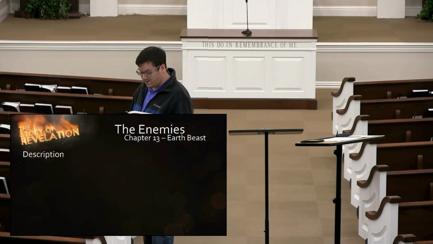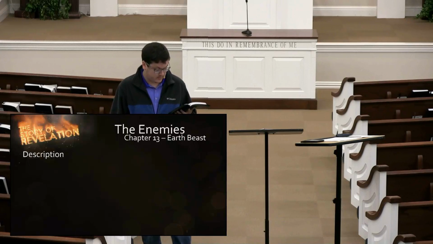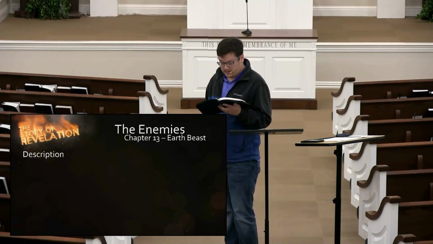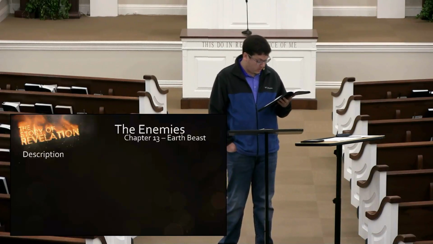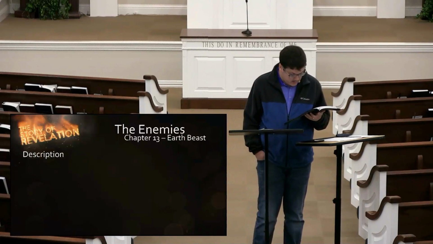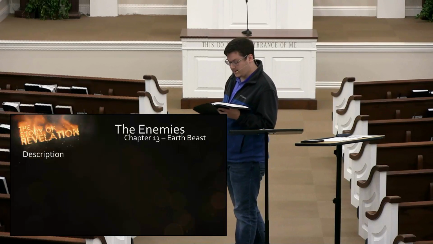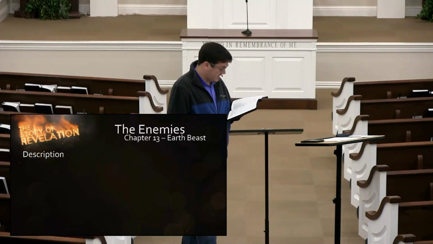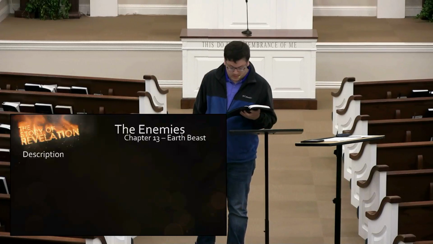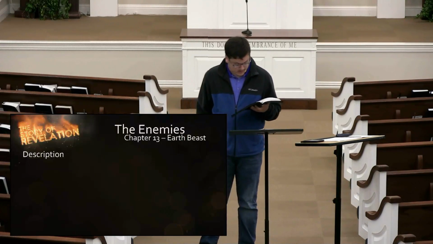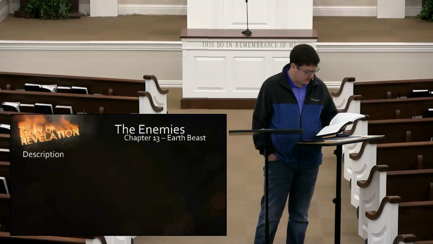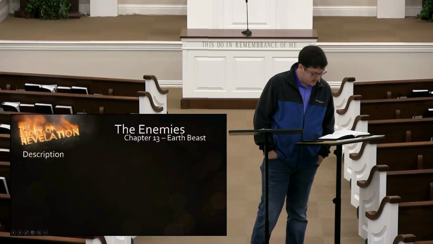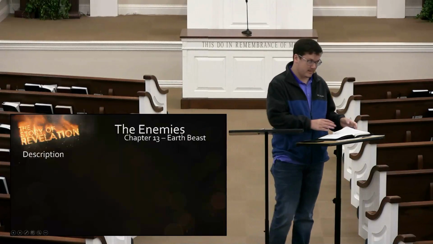And it was given to him to give breath to the image of the beast, so that the image of the beast would even speak and cause as many as do not worship the image of the beast to be killed. And he causes all, the small and the great, the rich and the poor, the free men and the slaves, to be given a mark on their right hand or on their forehead. And he provides that no one will be able to buy or to sell except the one who has the mark, either the name of the beast or the number of his name. Here is wisdom. Let him who has understanding calculate the number of the beast. For the number is that of a man, and his number is 666.